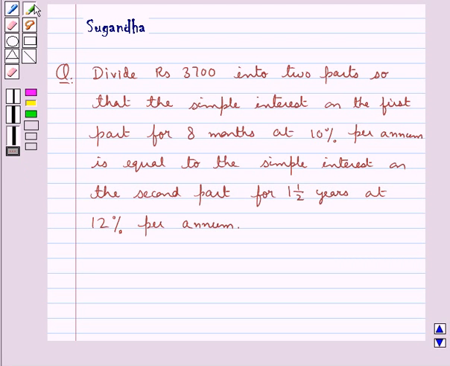In this session, we discuss the following question which says, divide rupees 3700 into two parts so that the simple interest on the first part for 8 months at 10% per annum is equal to the simple interest on the second part for 1.5 years at 12% per annum.